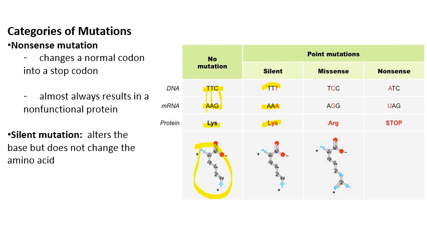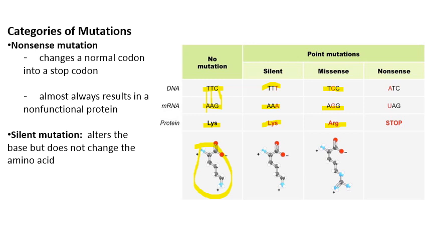Say, instead of TTC, we get TCC. So that's going to give us AGG as our codon, which gives us a different amino acid. In this case, it's arginine. So arginine, being a different amino acid than lysine, means that this is now a missense mutation. So missense gives us the wrong amino acid.